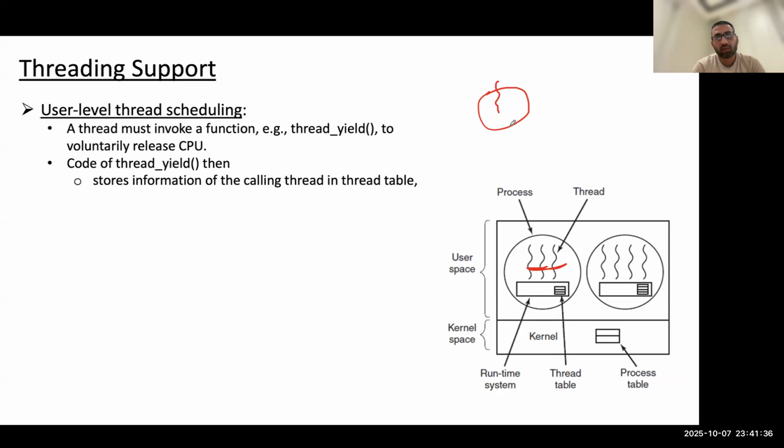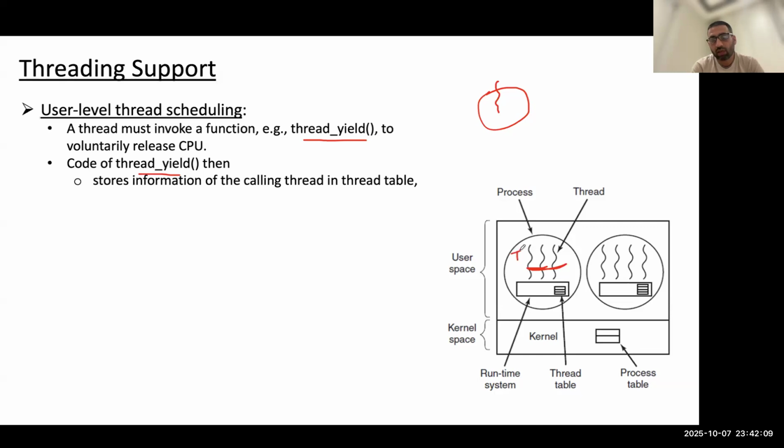That's why a thread which is running on the core needs to voluntarily call thread yield, which basically will tell the library that this thread wants to release the core, and now you can put another thread of the same process to run on the core. So when thread yield is invoked, what happens is that it will store the information of the calling thread in the thread table.